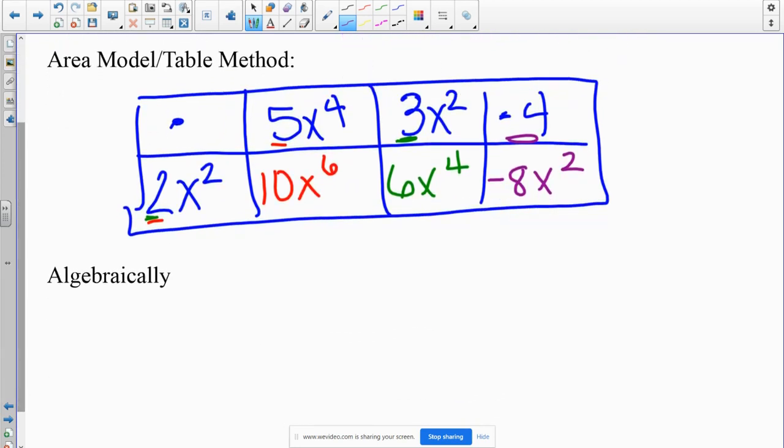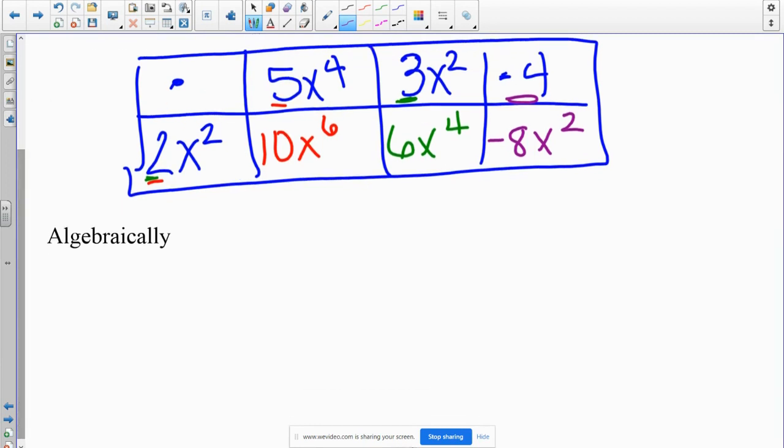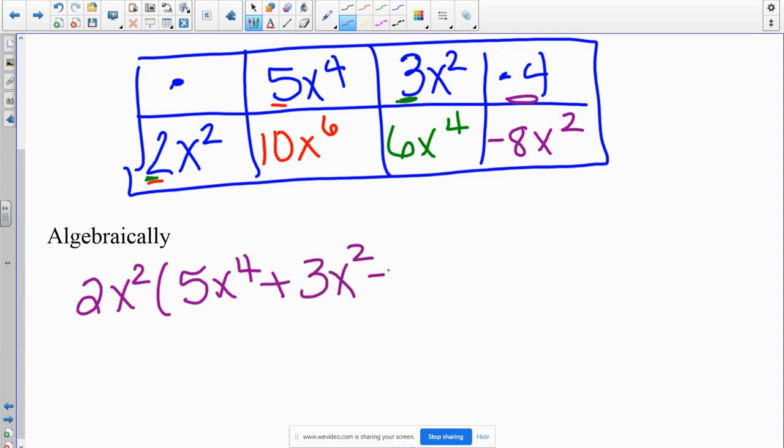Algebraically, I'm just going to show you with the horizontal method, and the next one I'll do with the vertical method. So algebraically, I'll write down the problem again for those of you that are going to solve it this way. So go back to that original problem, and then you're just going to distribute. You don't have to do that second step.